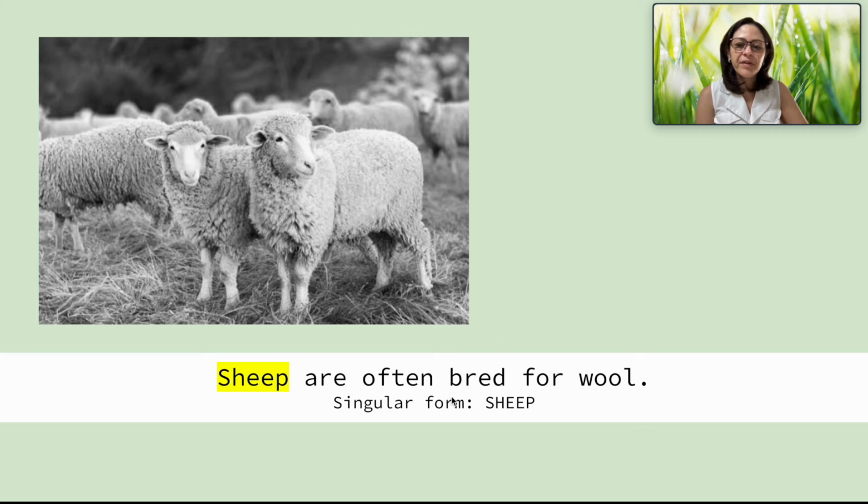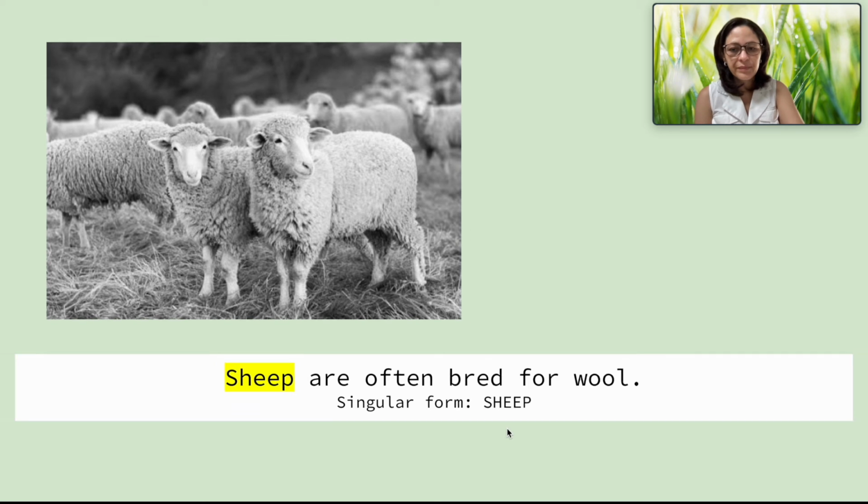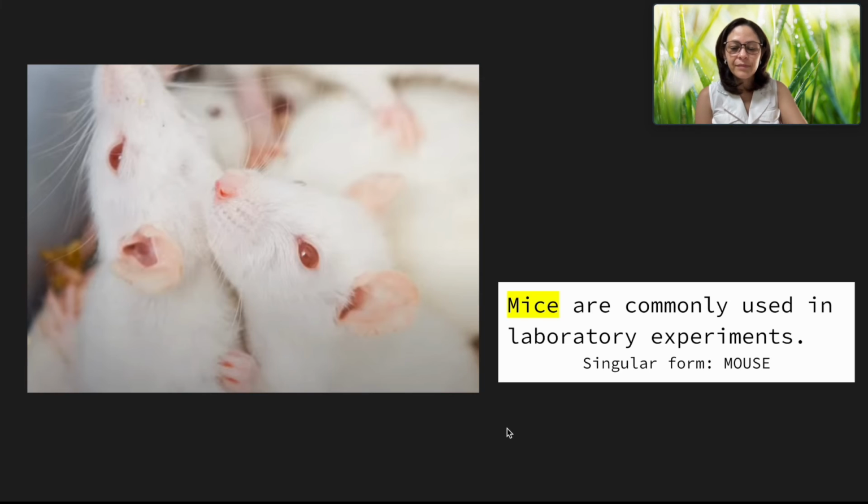Sheep are often bred for wool. The singular form of sheep is also sheep. Mice are commonly used in laboratory experiments. The singular form of mice, mouse.